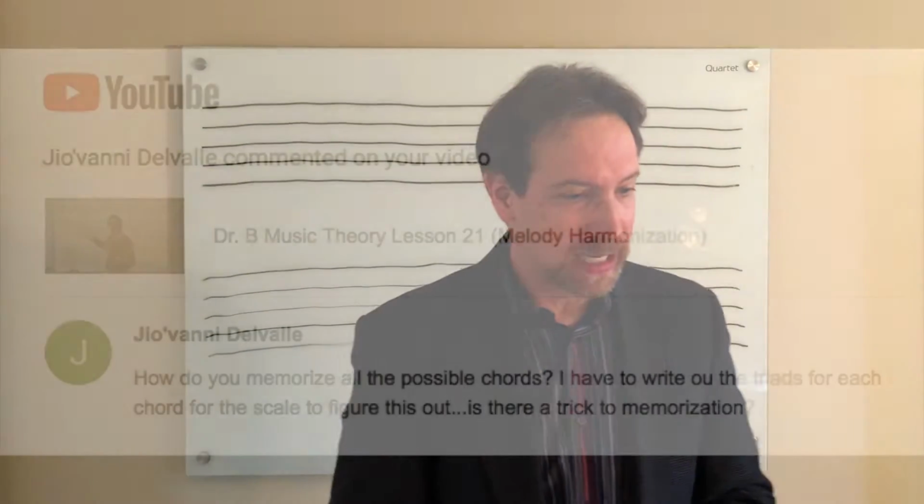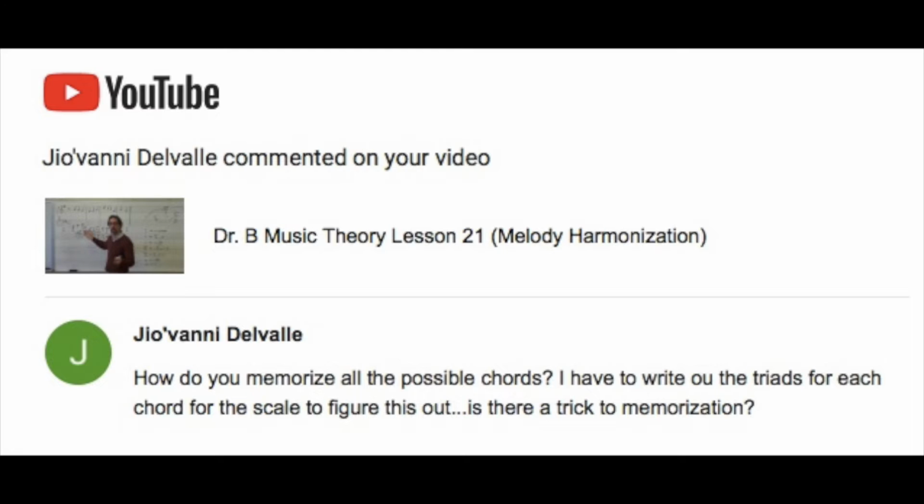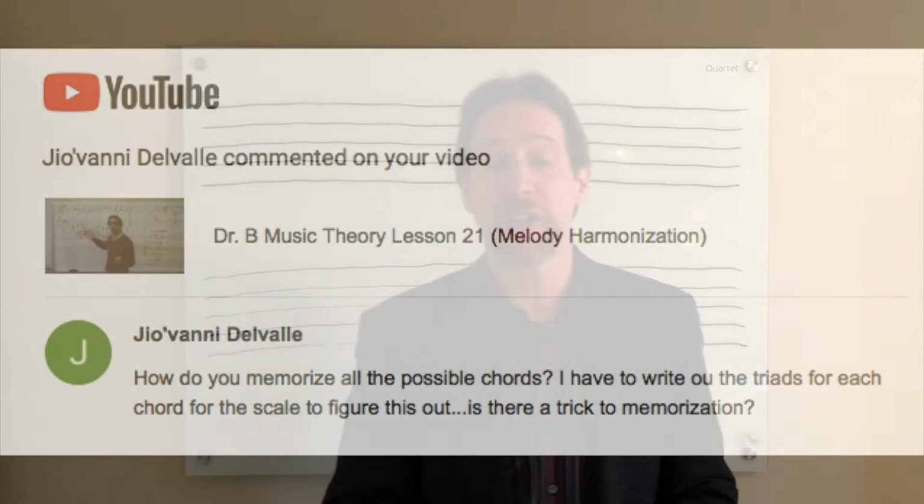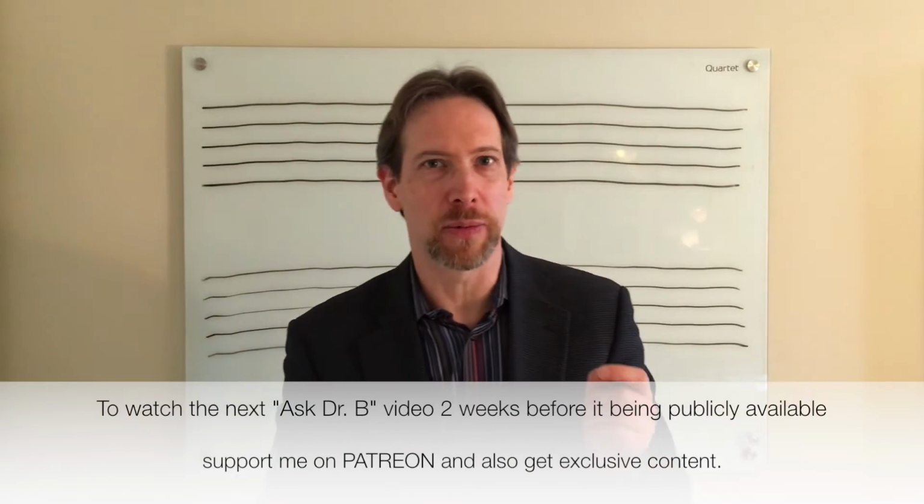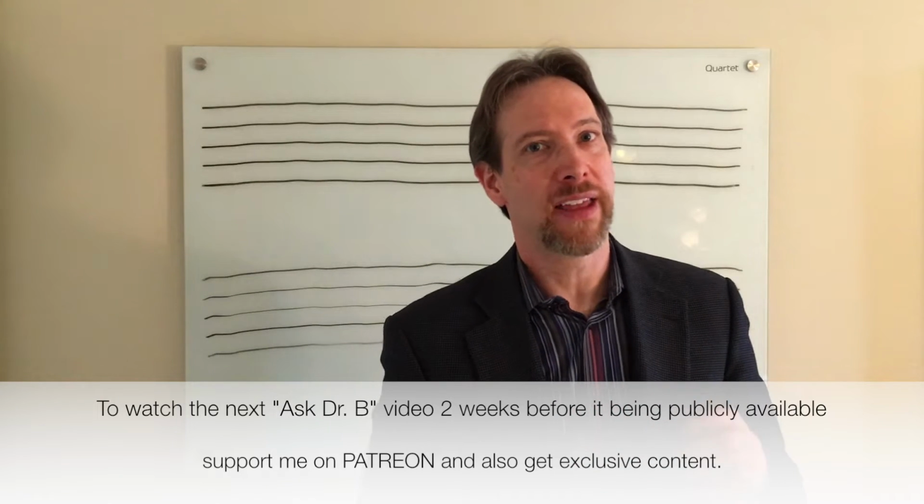I have a question on melody harmonization, which comes from lesson 21, and it's from Giovanni, who writes, "How do you memorize all the possible chords? I have to write out the triads for each chord for the scale to figure this out. Is there a trick to memorization?" The answer is yes. There are some great tricks and tips that I can give you.